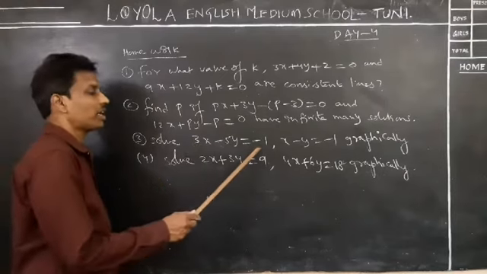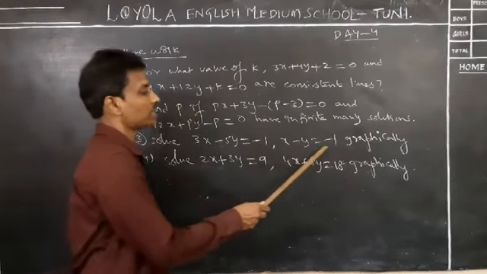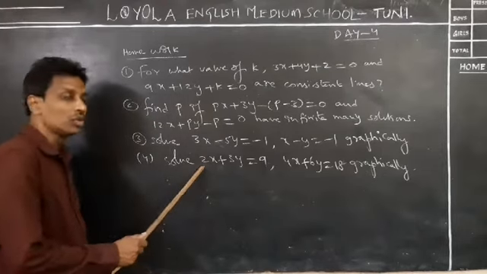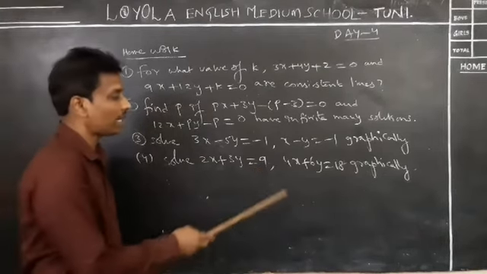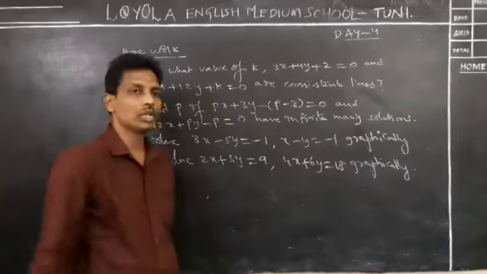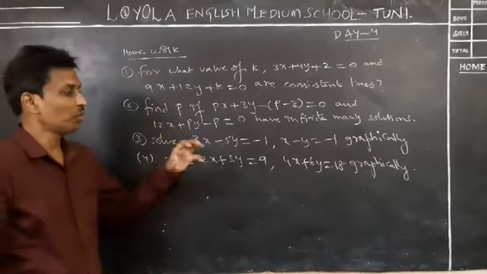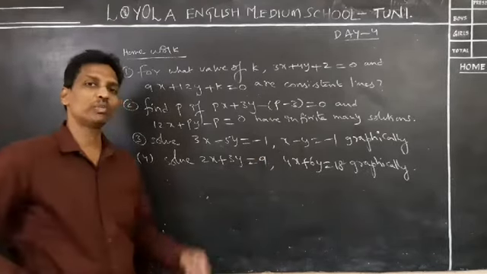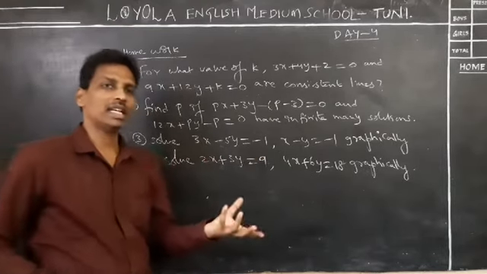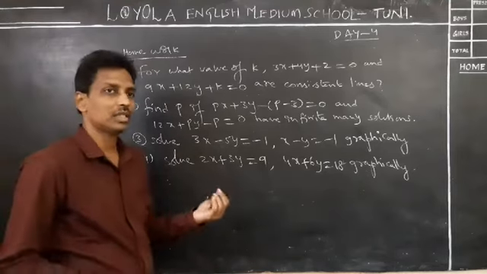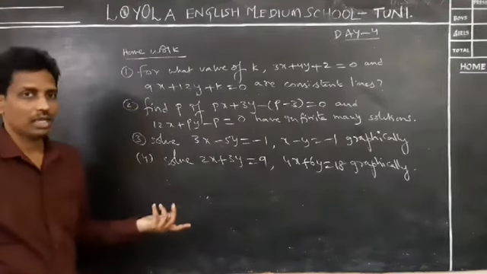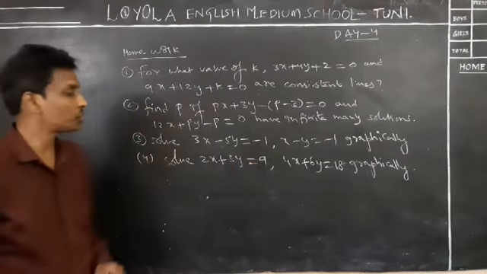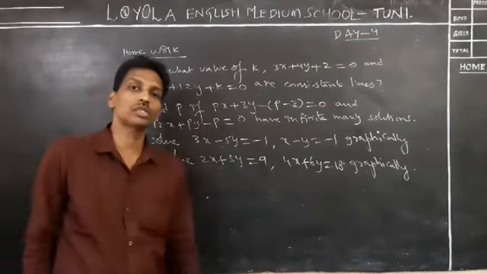Solve 3x − 5y = −1 and x − y = −1 graphically. Fourth one: solve 2x + 3y = 9 and 4x + 6y = 18 graphically. From the graph we come to know whether these two lines are intersecting lines, parallel lines, or coincident lines. Will you do the process for these two sums? Will you do these two sums as graph problems?